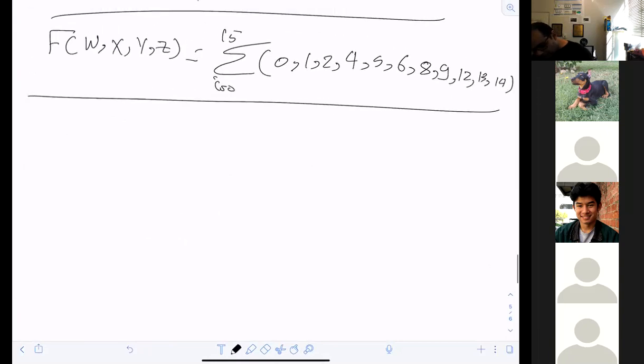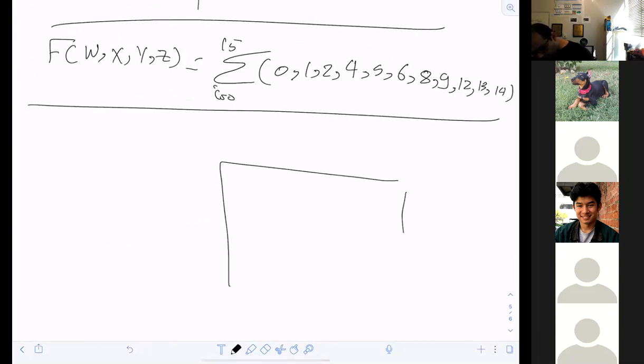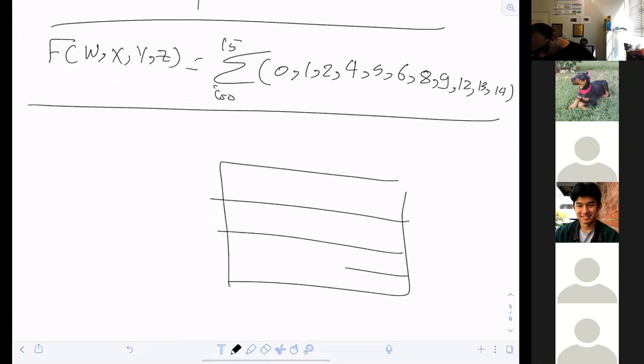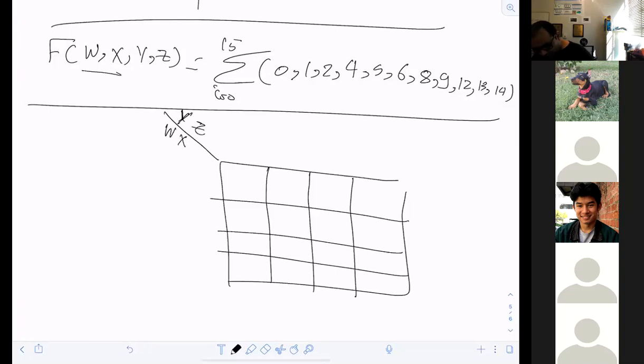So in that case, I can make my own nice map like this. 1, 2, 3. Here, W, X, Y, Z. I followed the rule, right?